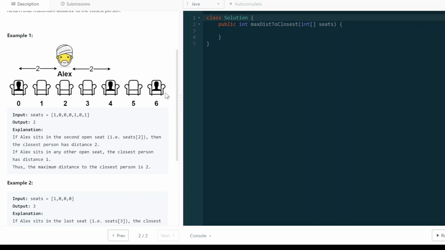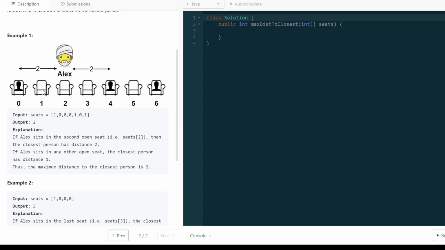So it says there are seats, right? And there might be some person sitting, and at least one person will always sit. Now there is an Alex. What he needs to do is sit somewhere such that the distance between him and any person sitting either on the left or on the right gets maximized. Now, if Alex sits here at one, he cannot sit at zero because already someone is sitting. So he can sit at this position, right?